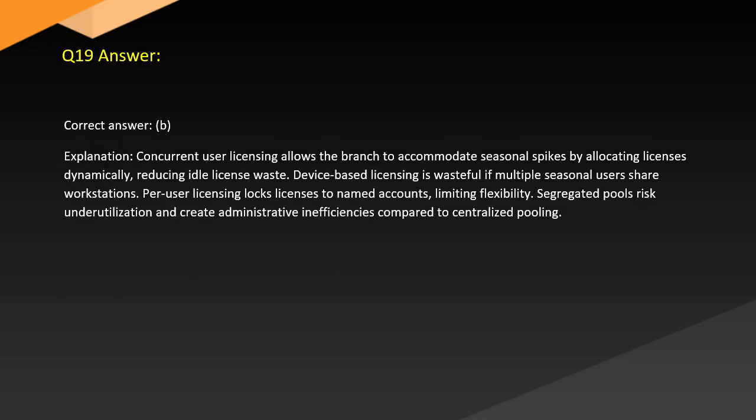Answer. Correct answer: B. Explanation. Concurrent user licensing allows the branch to accommodate seasonal spikes by allocating licenses dynamically, reducing idle license waste. Device-based licensing is wasteful if multiple seasonal users share workstations. Per-user licensing locks licenses to named accounts, limiting flexibility. Segregated pools risk underutilization and create administrative inefficiencies compared to centralized pooling.